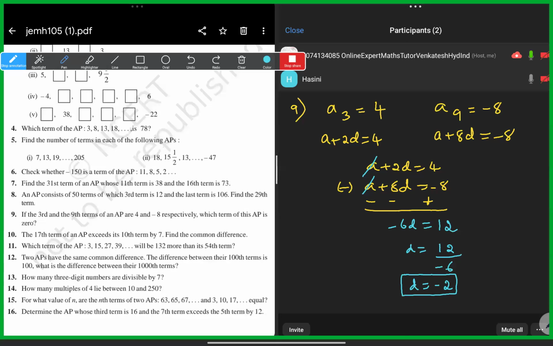Yes, Hasni. Now I am keeping the D value in any one of these two equations. Whichever is smaller, if we keep it in that, it will be easy for us. So I'm keeping it in A plus 2D is equal to 4. A plus 2 into minus 2 is equal to 4. A minus 4 is equal to 4. A is equal to 4 plus 4, 8. Okay, Hasni? Okay, sir.